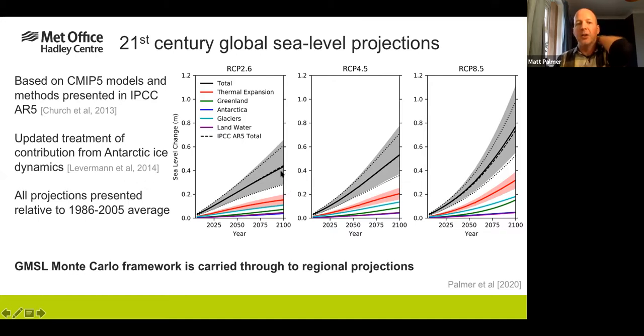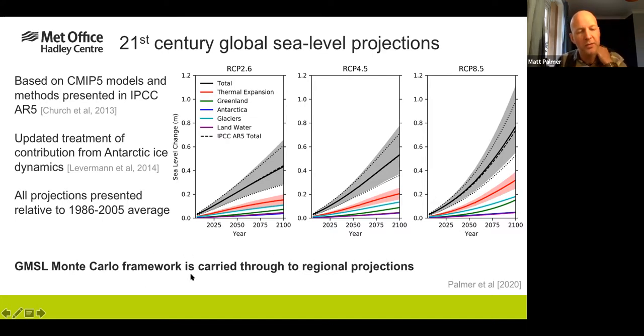You can see that for the lower emission scenarios, so this is the total in the solid black and the grey shading areas, and then I've got the AR5 projections in dashed and dotted lines. You can see it doesn't make a great deal of difference for the lower scenarios, but it starts to make a bit more of a difference for the higher emission scenarios.